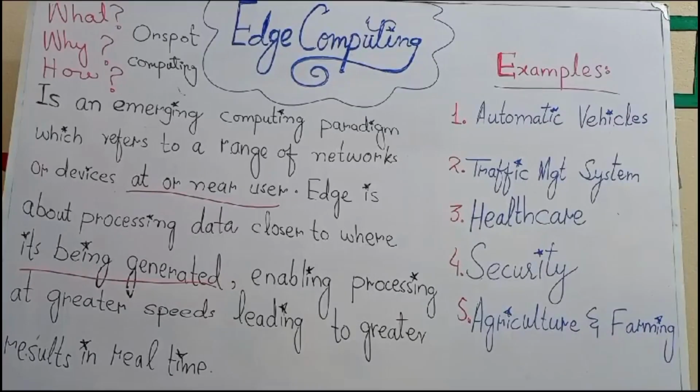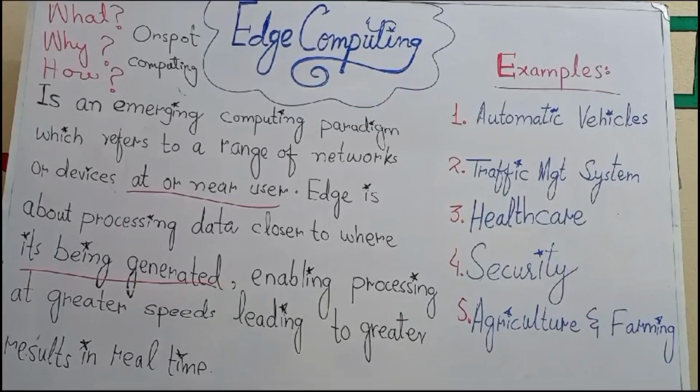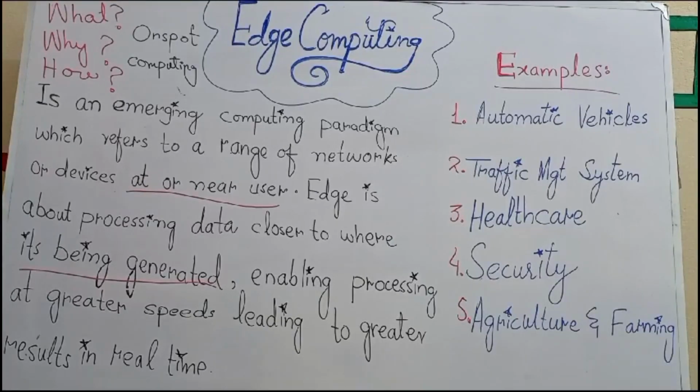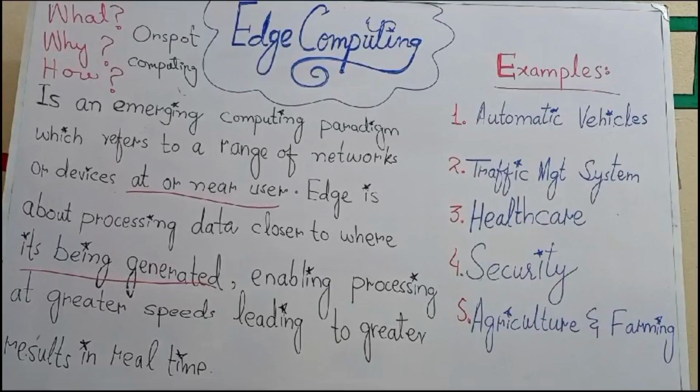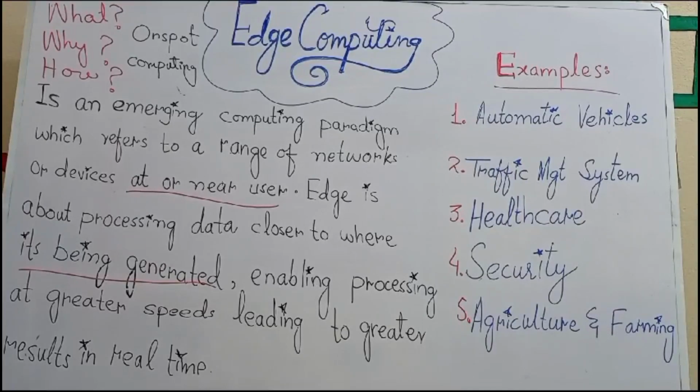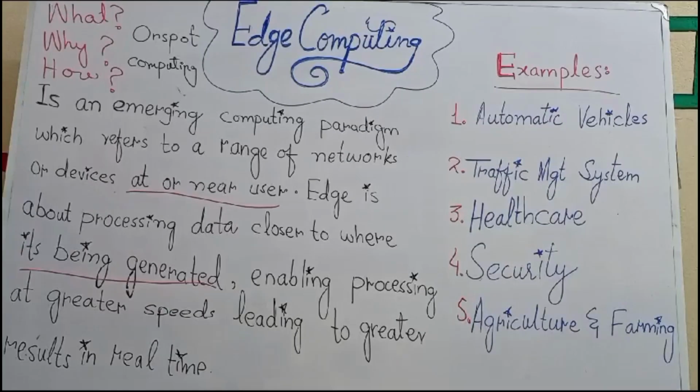So friends, there are some examples, or you can say practical implementations, of edge computing in the form of automatic vehicles, traffic management systems, healthcare, security, and agriculture and farming. Whenever you have to perform edge computing, your system must have an edge device or a smart device installed for that computing. And that device has been trained and built efficiently to perform such computing as is required in the real-time world.